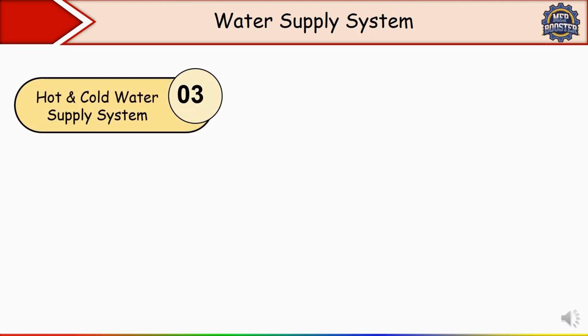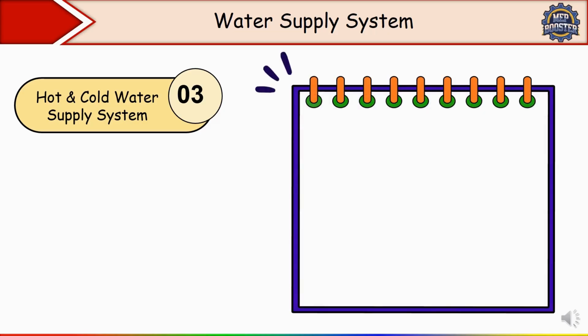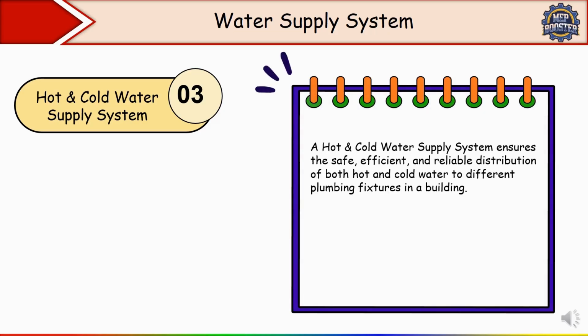Now the third type of water supply system is what? Hot and cold water supply system. Now see, what is it? A hot and cold water supply system ensures the safe, efficient and reliable distribution of both hot and cold water to different plumbing fixtures in a building. Okay. So as you know, the cold water supply system distributes water directly from the municipal supply or storage tank to various fixtures. Okay. So in the cold water supply system, normally what happens?